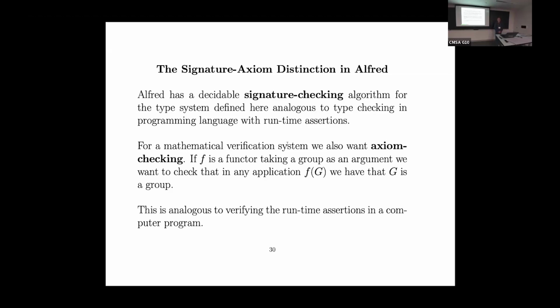In Alfred, there's signature checking, and signature checking is decidable. If the signature checking fails, your program is wrong. I should say your mathematical statements are wrong. They're poorly typed. Axiom checking is undecidable. So what do you do?